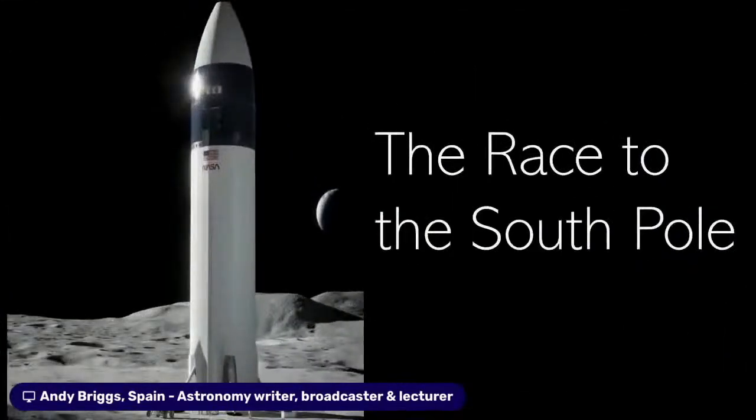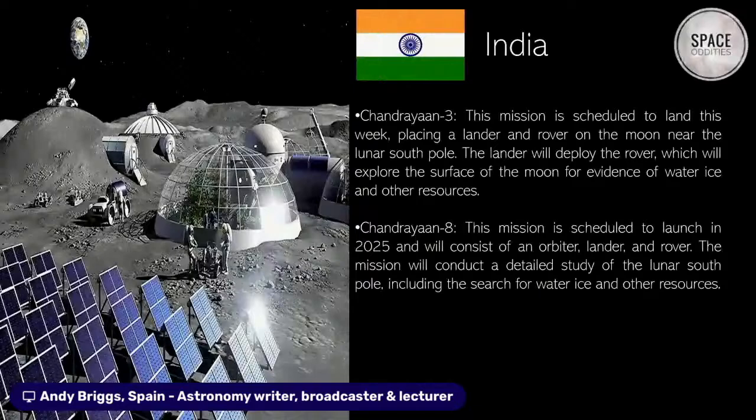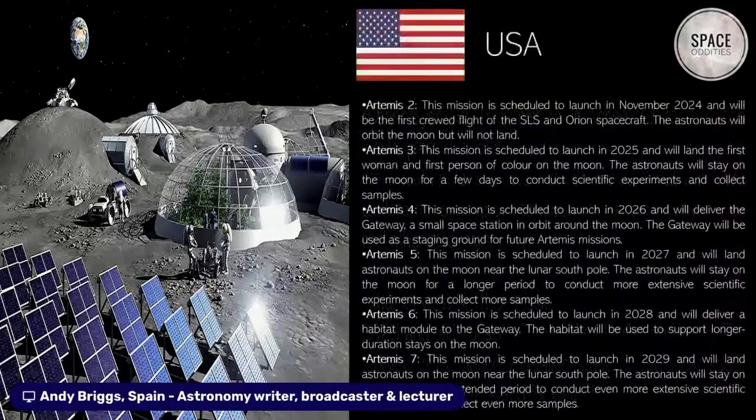And lastly, talking about the race to the South Pole, well, we've got all sorts of countries involved in this. India, of course, Chandrayaan-3 is going to land on Wednesday, all being well. Fingers crossed. Hope it goes well, India, because God knows you need a success. They're also looking forward to the future, to Chandrayaan-8. I don't know why the numbering has changed so much, but it's scheduled to launch in 2025. And like Chandrayaan-3, it will consist of an orbiter and a lander and a rover. And they're going to conduct a detailed study of the lunar South Pole, including the search for water, ice, and other resources.